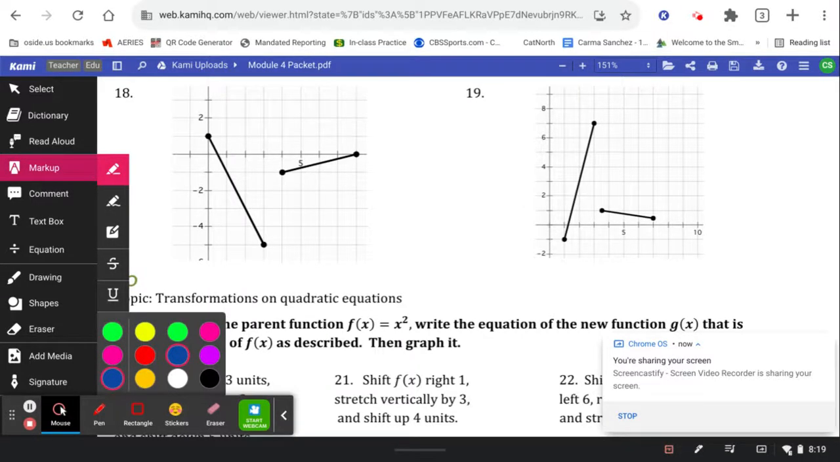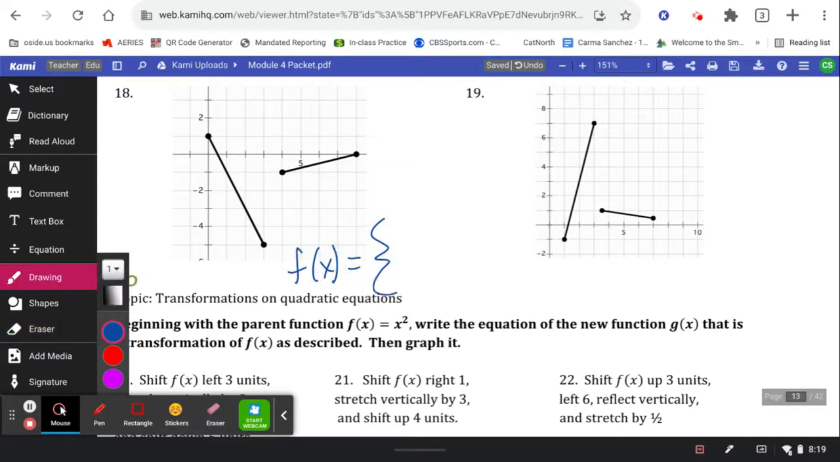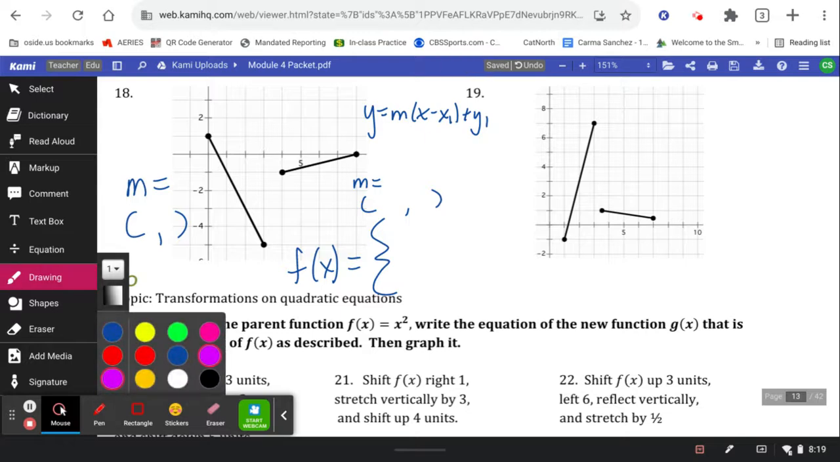All right, let's write a piecewise function for these two, numbers 18 and 19. I'm going to start with getting the f of x equals big bracket ready. And notice we have two pieces and they're both linear, so we're going to be plugging into the m(x minus x1) plus y1 format. So get me an m for piece number 1 and get me any x1, y1, and then get me an m and any x1, y1 for piece 2. So pause the video and try that.